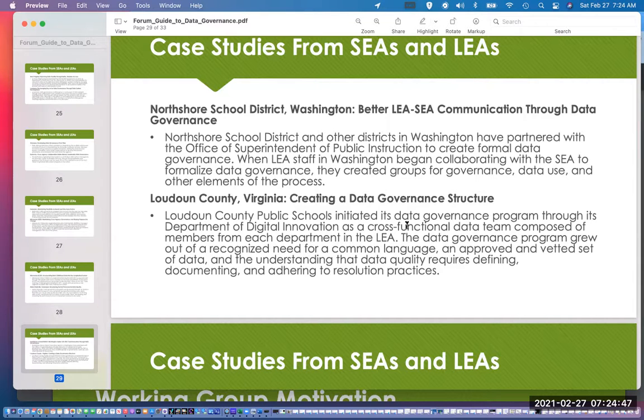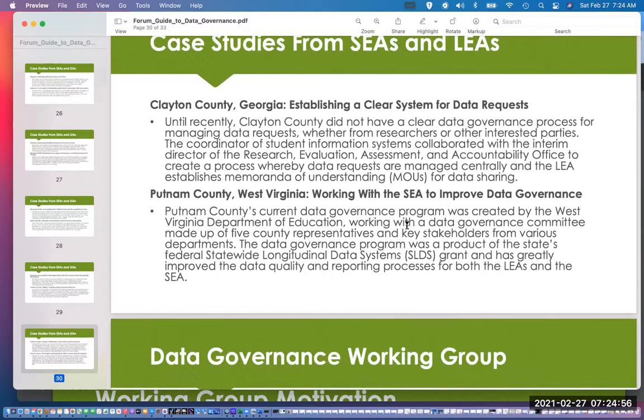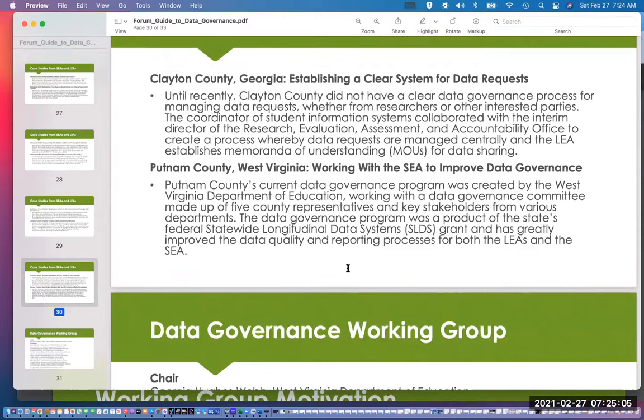Case Studies from Seasoned Leads. Clayton County, Georgia, establishing a clear system for data requests. Until recently, Clayton County did not have a clear data governance process for managing data requests, whether from researchers or other interested parties. The coordinator of Student Information Systems collaborated with the interim director of the Research, Evaluation, Assessment, and Accountability Office to create a process whereby data requests are managed centrally, and the LEA establishes Memoranda of Understanding, MOUs, for data sharing.